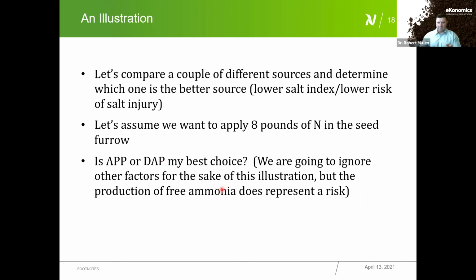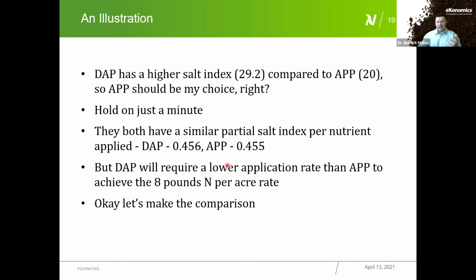I'm ignoring all of that, okay? For your purposes as an agronomist, if you're comparing different materials, you can't ignore that. I'm just doing it for the sake of this illustration because the math is easy. So I have DAP, and it has a higher salt index. If I look at the salt index, if I apply these at an equivalent rate, DAP is going to have a higher salt index than APP, or ammonium polyphosphate. So your conclusion would be APP would be my better choice, right?